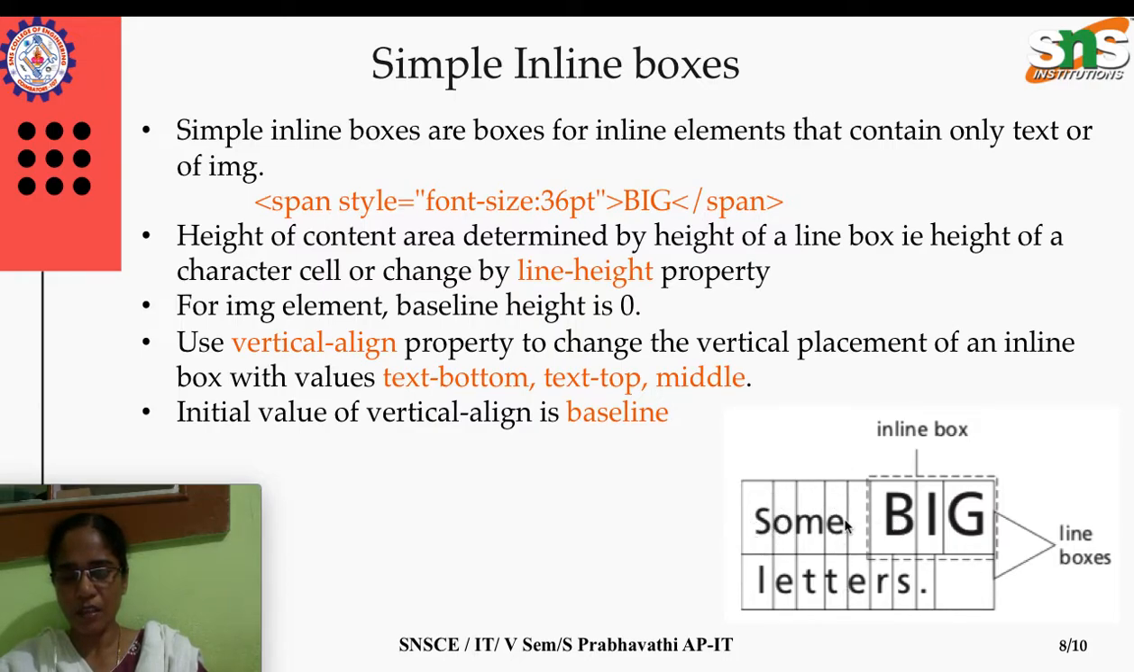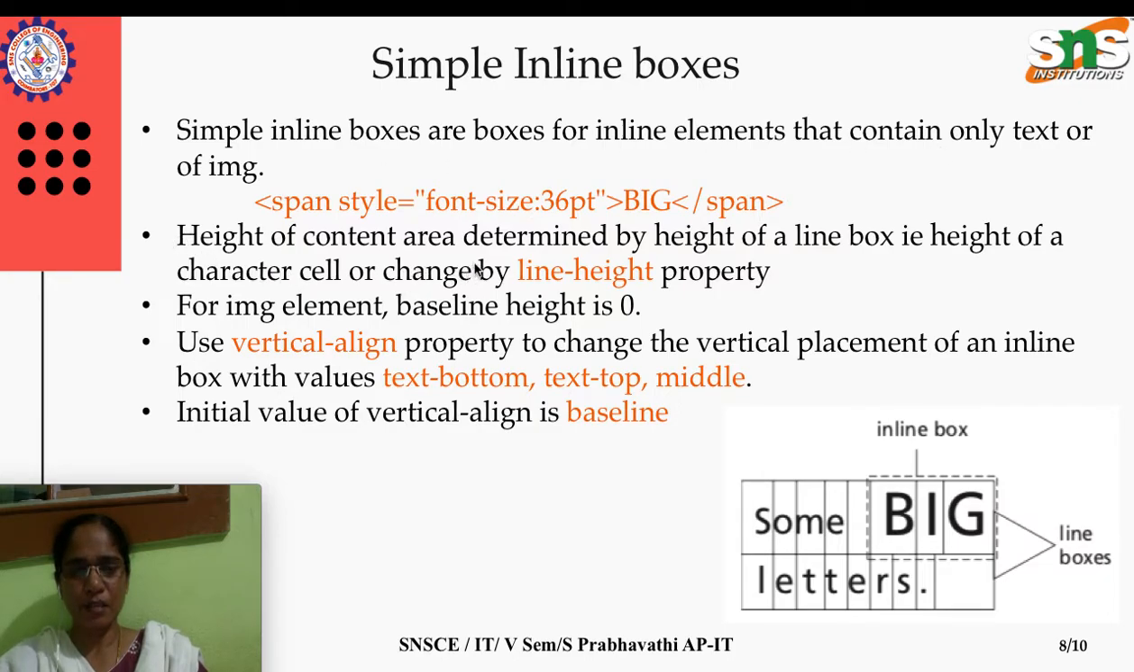So this paragraph is arranged in two lines: "some big" in one line, "letters" in another line. And I think you could visually see this size. This cell content is smaller when compared to this cell. This is bigger because we have mentioned this span to be of 36 point. So the key takeaway of this concept is simple inline boxes, or boxes for inline elements that contain only text or an image. Here it speaks about examples of inline elements: span, images.